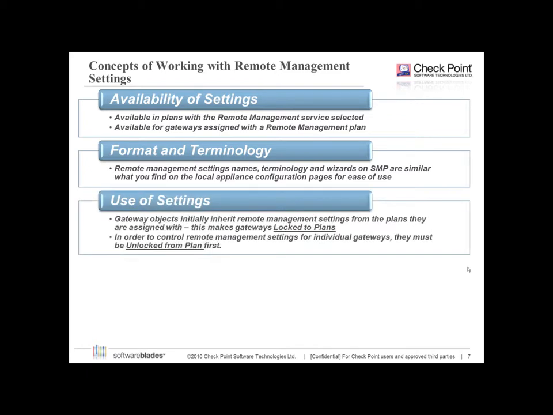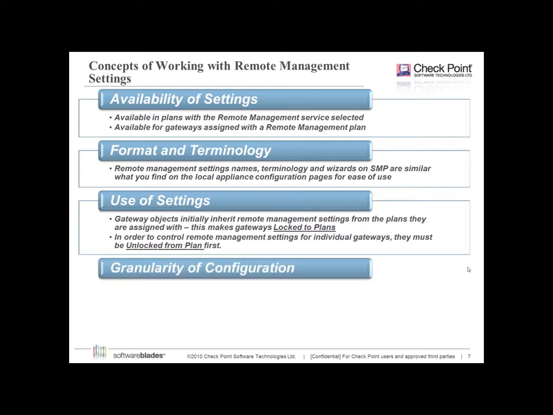Use of settings. Gateway objects initially inherit remote management settings from the plans they are assigned with. This makes gateways locked to plan. In order to control remote management settings for individual gateways, they must be unlocked from plan first. So in a sense, once the gateway inherits all the information from the plan and there are specific things that are different from the general profile, you can unlock it from plan. It would still keep all the configuration, but then you can remove or add certain aspects of that configuration.